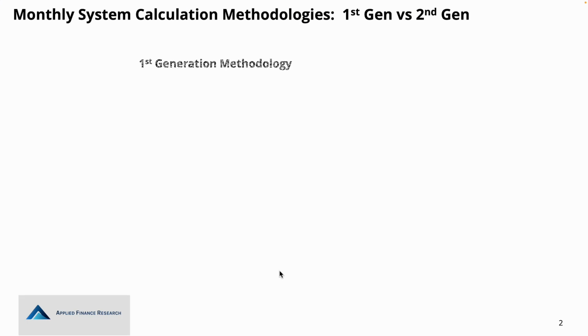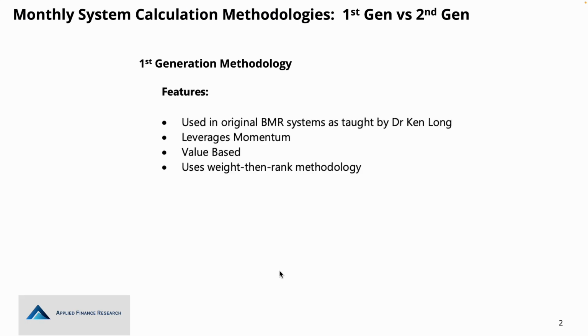So let's start off by talking about the first generation monthly system calculation methodology. This is the methodology that was first used in the original BMR systems as taught by Dr. Ken Long at the Tharp Institute. These calculation methodologies leverage momentum, they are value-based, and they use a weight and then rank methodology. We're going to get into some mathematical examples of that in just a second.